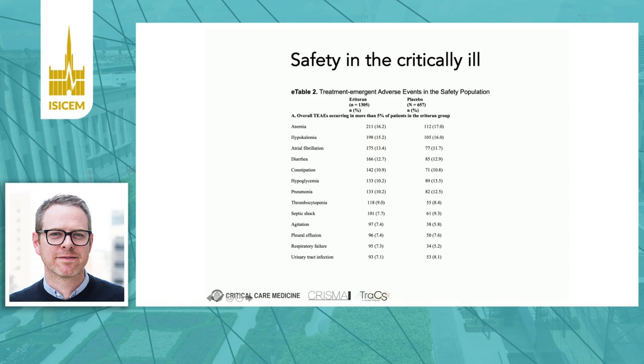So the last bit was safety. Many of the molecules being proposed as immune modulators in COVID-19 actually haven't been put into humans before, or have been so only in phase 1 or small phase 2 trials. The beauty of something like eritoran that acts on this common mechanism is that it's been put in thousands of patients, and this is the safety table from the appendix in ACCESS, which shows that rates of these proposed adverse events such as hypokalemia or atrial fibrillation were quite similar across the groups.